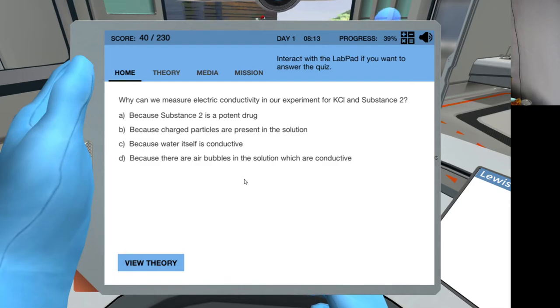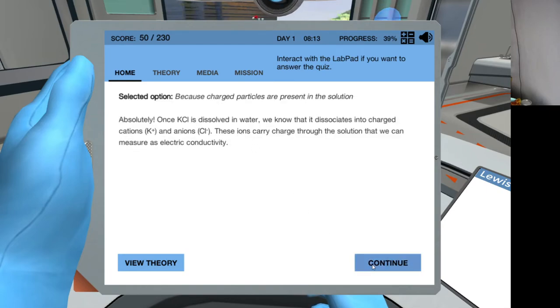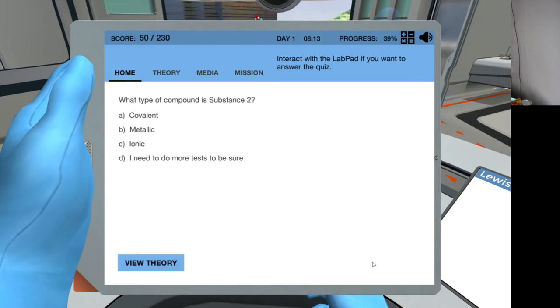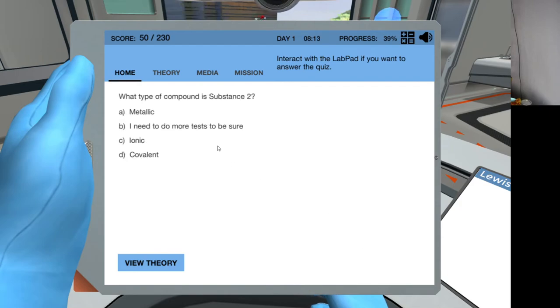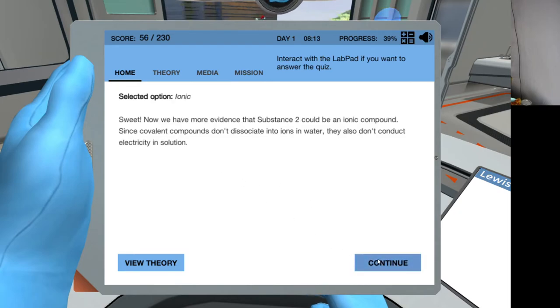It's charged. Absolutely. Once KCl is dissolved in water, we know that it dissociates into charged particles. What type of compound is substance 2? Sweet. Now we have more evidence that substance 2 could be an ionic compound. Since covalent compounds don't dissociate into ions in water, they also don't conduct electricity in solution.